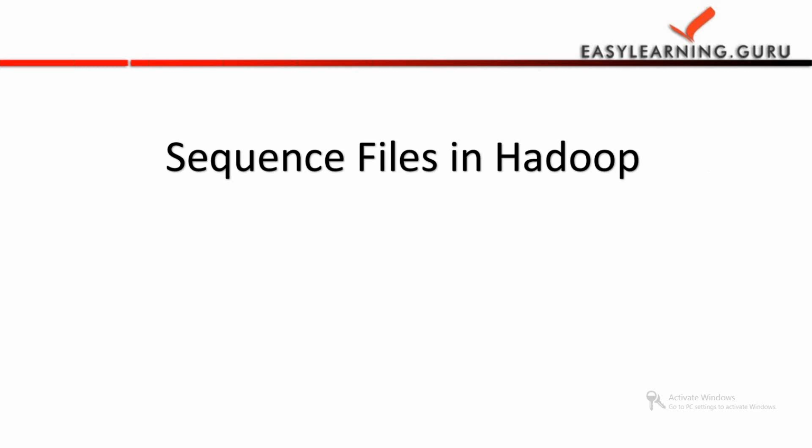Sequence files are containers for a lot of small files. They are used to hold the many small files that we want to deal with in the Apache Hadoop framework. Sequence files are a binary format that stores the file in the form of key and value. Suppose we take another example.